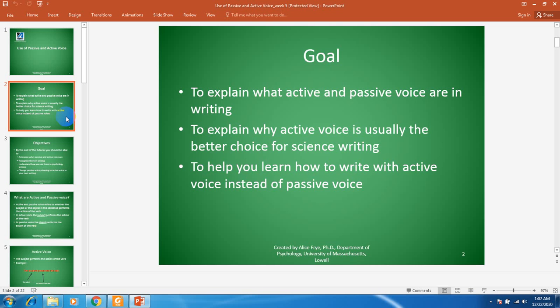Goal number 2: to explain why active voice is usually the better choice for science writing, and to help you learn how to write with active voice instead of passive voice.